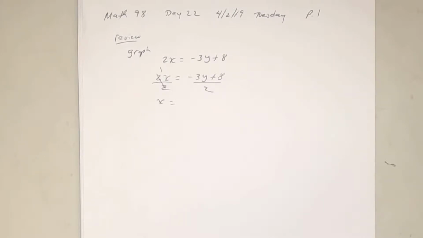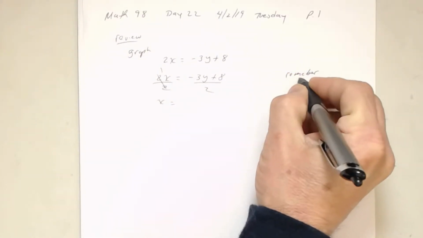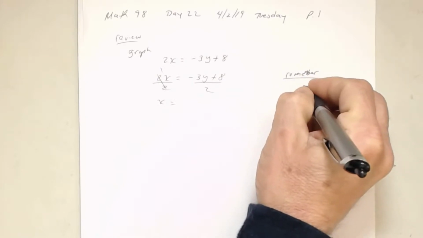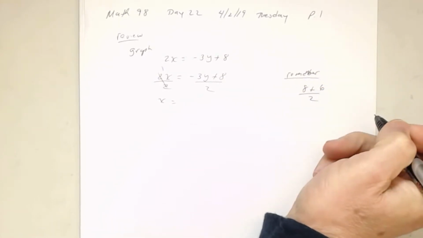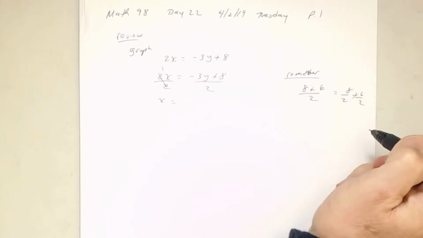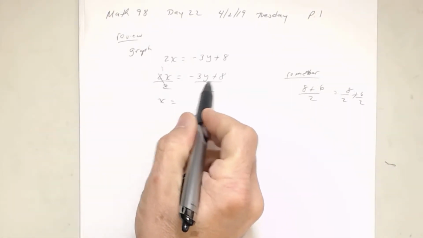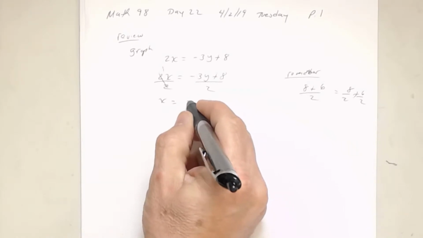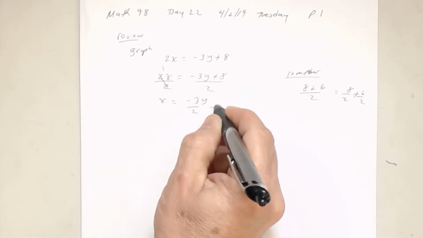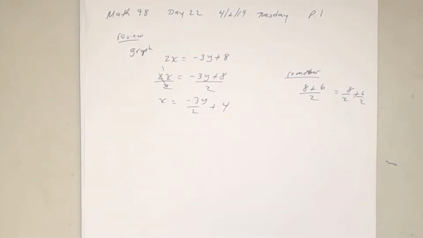So negative 3y plus 8 divided by 2, you have to remember something from your previous experience. If I have 8 plus 6 divided by 2, do you all agree that's the same thing as saying 8 divided by 2 plus 6 divided by 2? Yes or no? Yes. So negative 3y plus 8 divided by 2 is the same thing as negative 3y divided by 2 plus 8 divided by 2, which is 4. Now that looks like something you've had before, quite a bit.